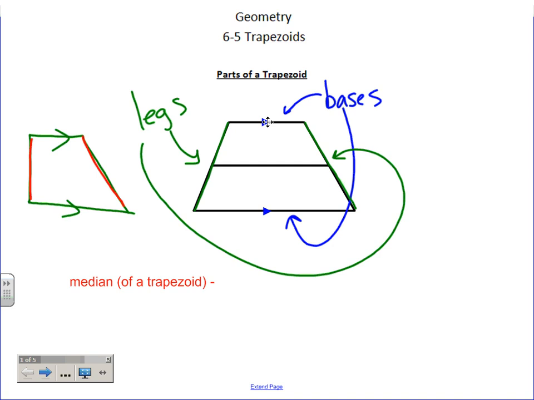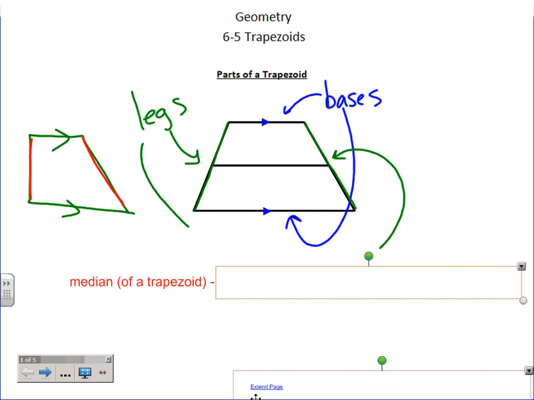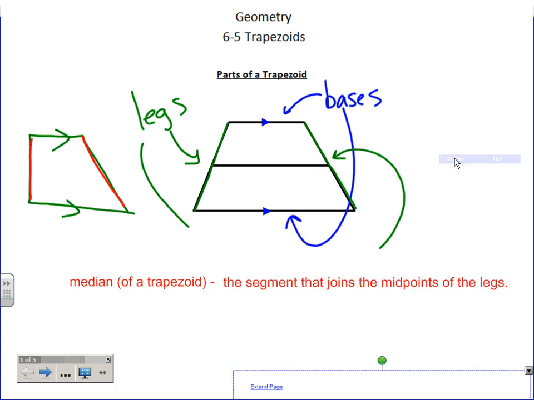All right. The median. Well, we've talked about the median before, but it was the median of a what? Did we talk about a median before? What type of object? Yes. Triangle. Triangle had a median. It was right in the middle. No surprise then that the median of a trapezoid, very specific here, is the segment that joins the midpoints of the legs.